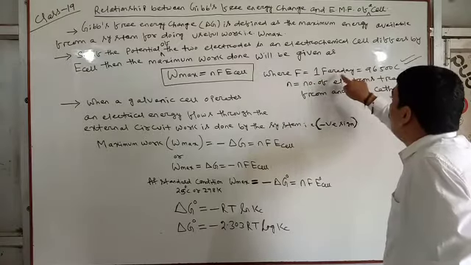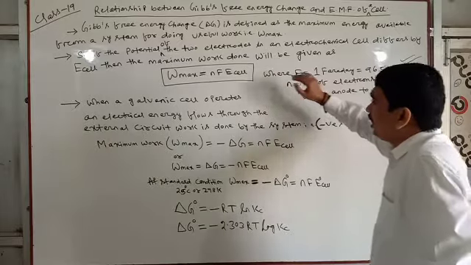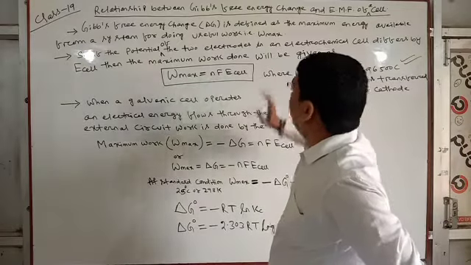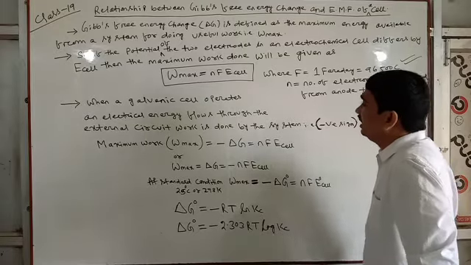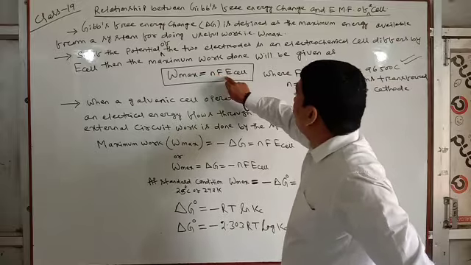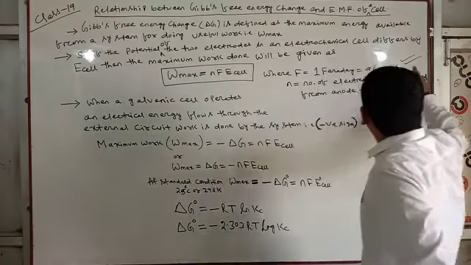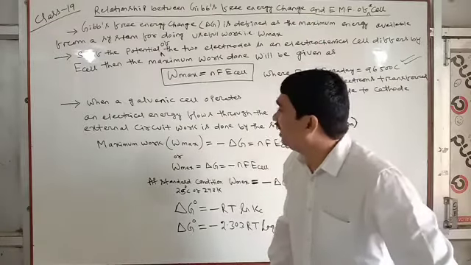F equal to 1 Faraday, 96500 coulomb. So W max equal to nFE cell. N is the number of electrons transferred from anode to cathode. F is 1 Faraday, 1 Faraday equal to 96500 coulomb. E cell is the EMF of the cell.